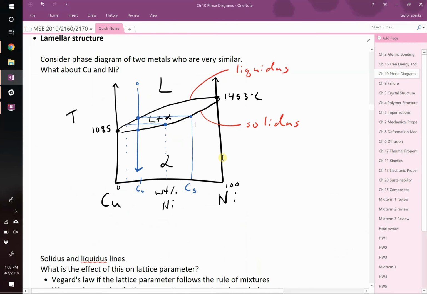Anthony? So if we're coming down from a liquid, what this graph is saying is that we're going to have, so nickel's got a higher point at which it becomes a solid.